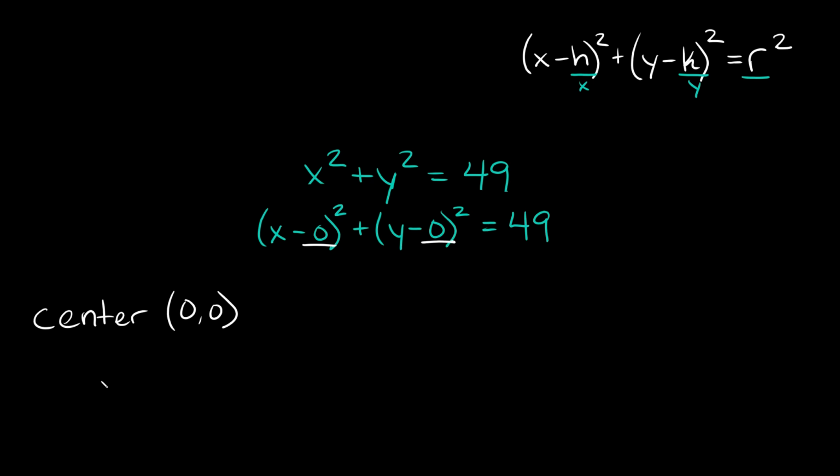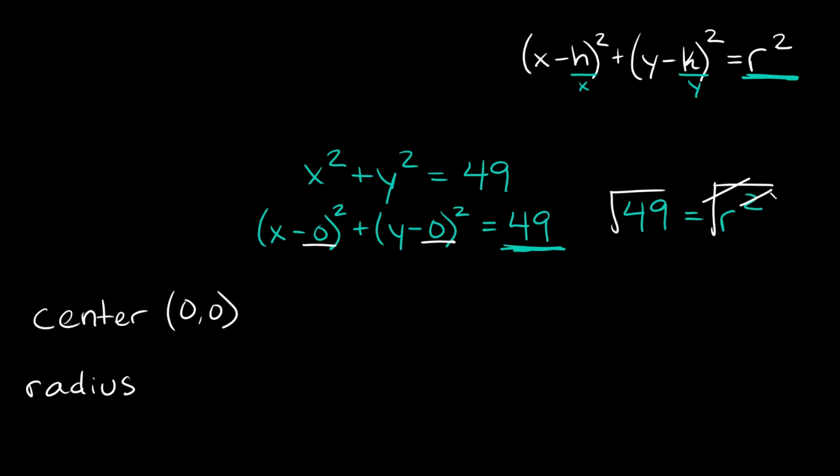Now, the last thing that we have to do is solve for the radius. The radius is just this last part, which is equal to r squared. So all we have to do is take whatever number you have out here and set it equal to r squared. Here, to solve for r, we say that 49 is equal to r squared. We take the square root of both sides, those cancel out, and we get that r is equal to 7. So the radius is equal to 7.